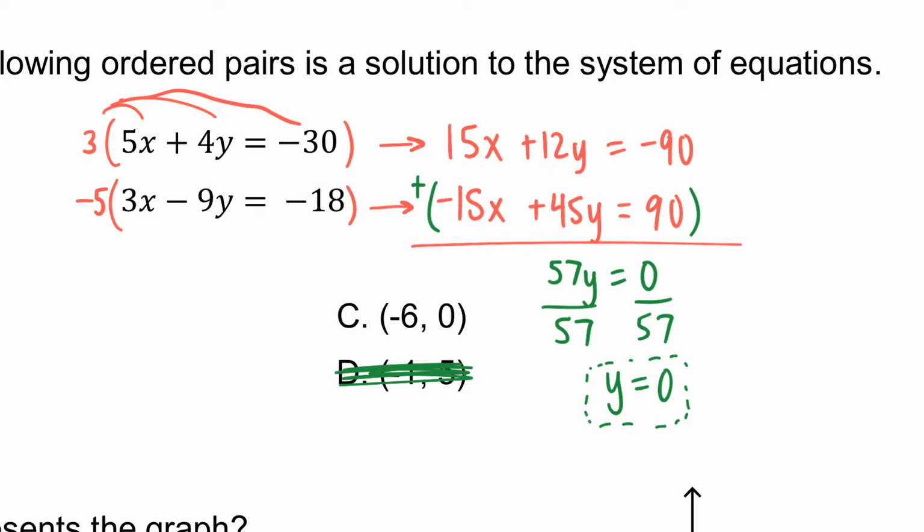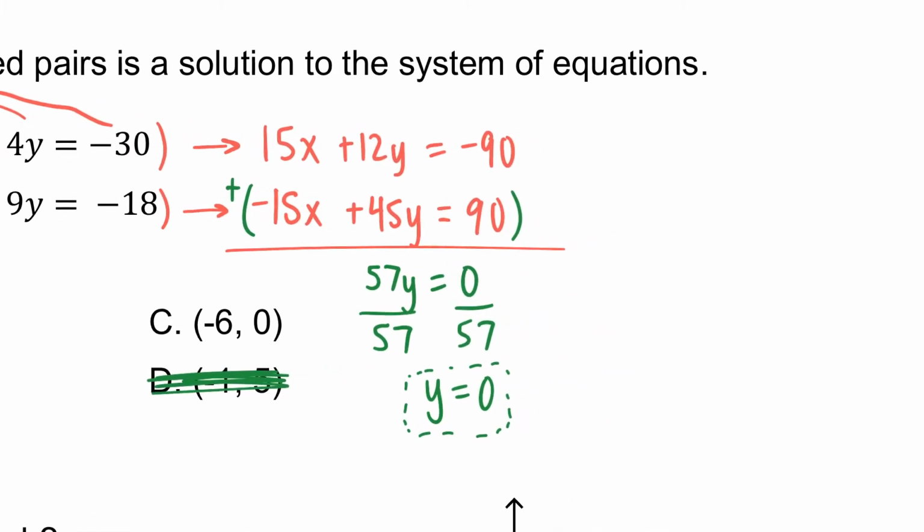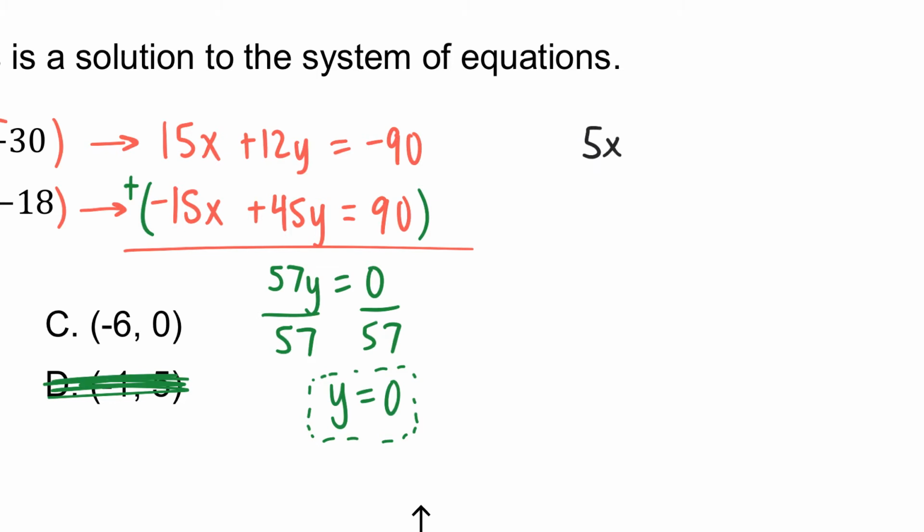And we'll come in and we'll do 5x plus 4y is equal to -30. So 5x plus 4y is equal to -30. And if the y value is 0, then the question is, what's the x value? So I'm just going to plug in a 0 where that y was.